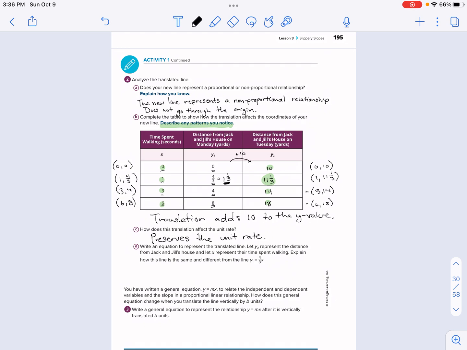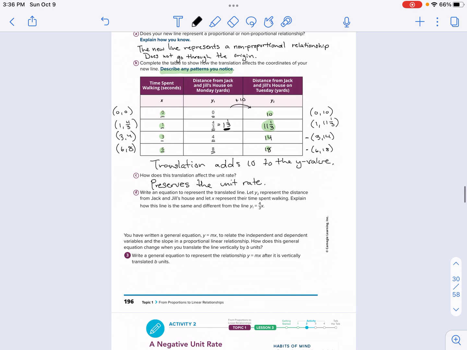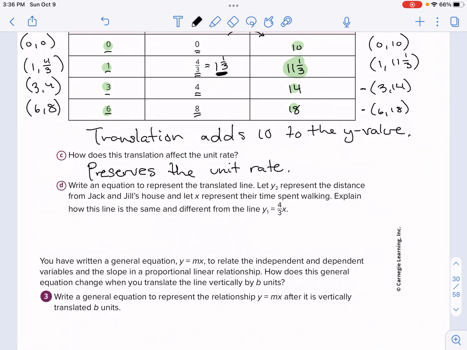All right, and then we're now going to write an equation for D. Write an equation to represent the translated line, so that one that we drew. We're going to let y sub 2 represent the distance from Jack and Jill's house, and let x represent the time spent walking, so time in seconds. Explain how this line is the same and different from this original line that we had. Y sub 1 is 4/3 x.